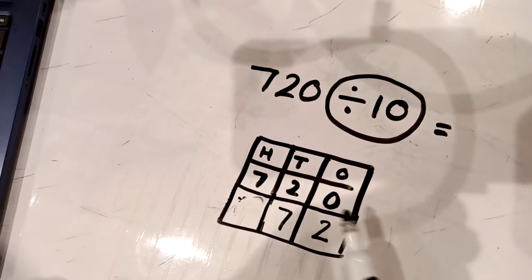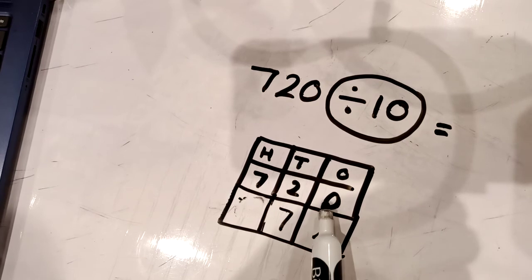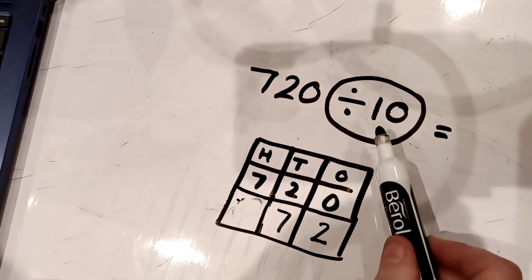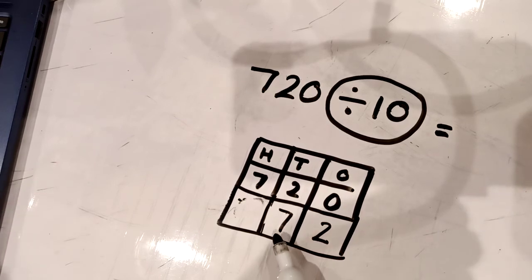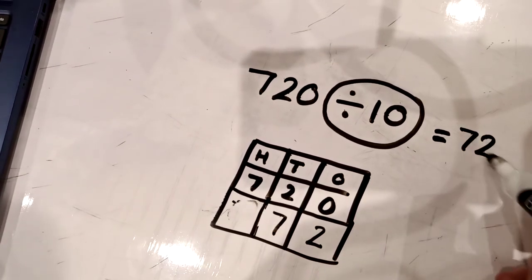So let's see what I did. I did 720. I made it 10 times smaller. I divided it by 10. And I ended up with 72. So the answer is 72.